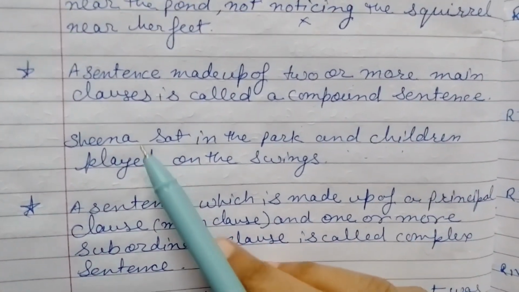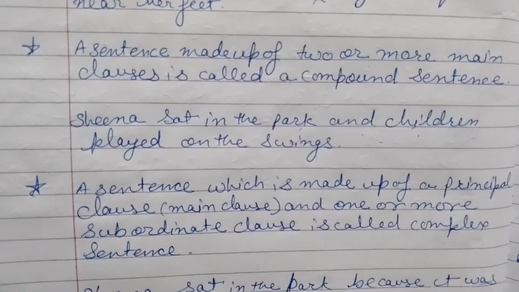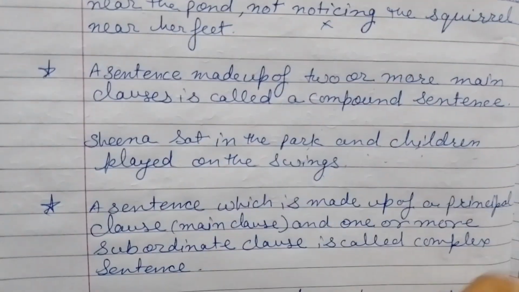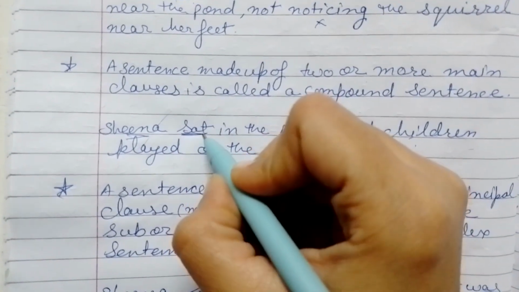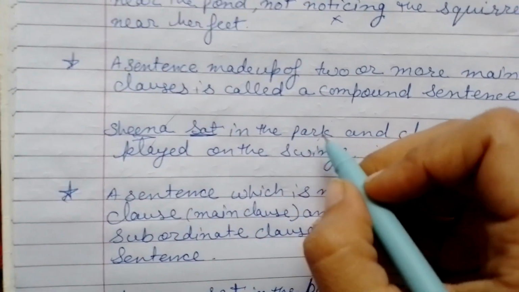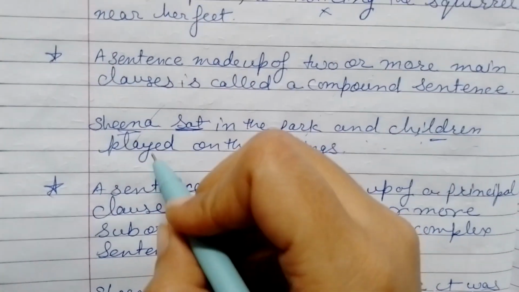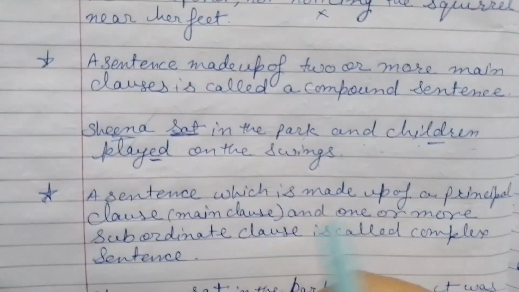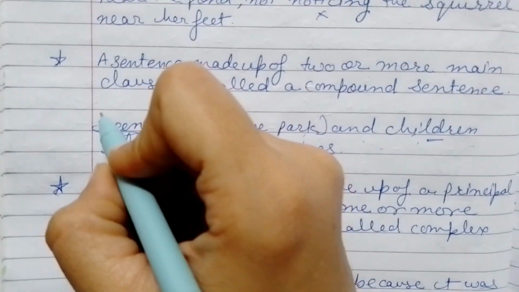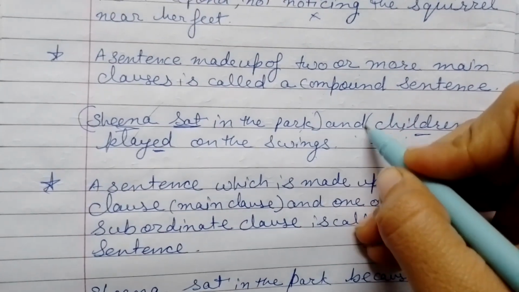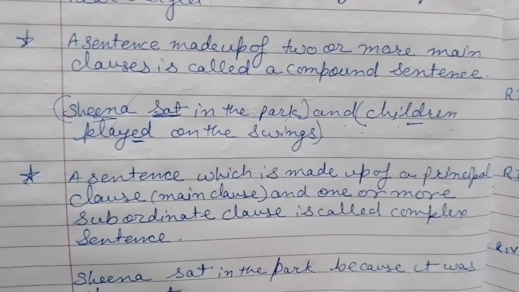Right? Sheena sat in the park and children played on the swings. Now, here you can see Sheena sat in the park. Here we have Sheena as our subject, sat as our finite verb, in the park, right? Then we have children. Children is our subject. Played is our finite verb, on the swings, right? Now, if you see, these two are main clauses or simple sentences on their own. They can survive on their own. They do not need the support of any other sentence.